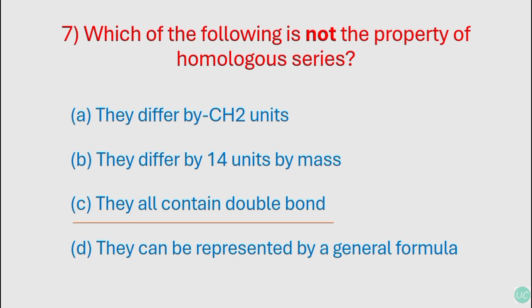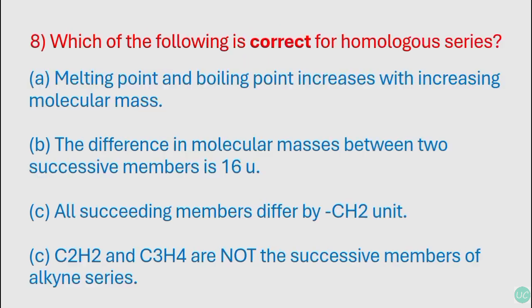And D, they can be represented by a general formula. This is true for every homologous series, that every homologous series has its own general formula, like CnH2n+2 for alkane, CnH2n for alkene, and CnH2n-2 for alkyne. So they all have their own general formula. Okay, so the incorrect option over here is C, that they all contain double bonds.